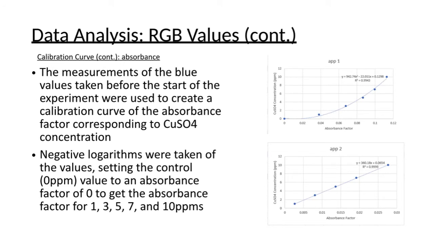This is where we use the calibration curve shown earlier. We used the graph shown earlier to create a calibration curve based on the absorbance. The measurements of the blue values taken before the start of the experiment were used to create a calibration curve of the absorbance factor corresponding to copper sulfate concentration. Negative logarithms were taken of the values, setting the control, 0 ppm, value to an absorbance factor of 0 to get the absorbance factor for 1, 3, 5, 7, and 10 ppms. And this is shown in both graphs to the right.